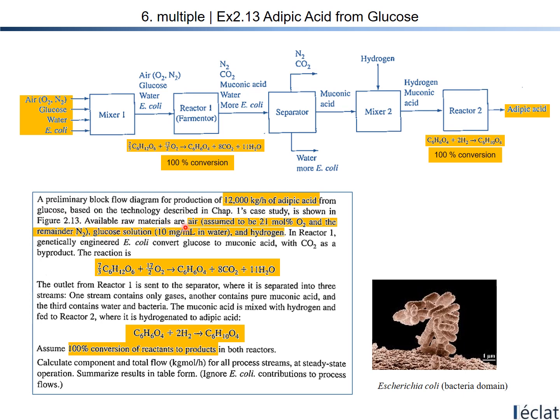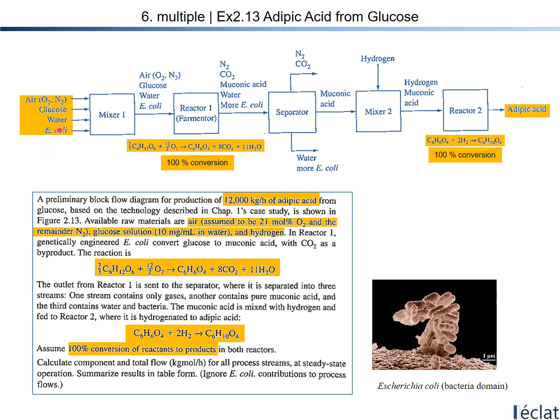Available raw materials are air, here 21 mole percent oxygen and the remainder nitrogen. So this is the input composition specification. The other thing is glucose solution at 10 milligram per milliliter. So another composition. And hydrogen. Hydrogen is introduced into the system at mixer 2. So those things are raw materials.